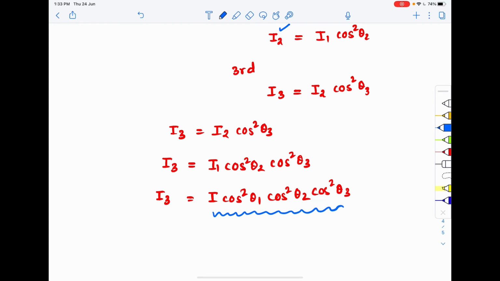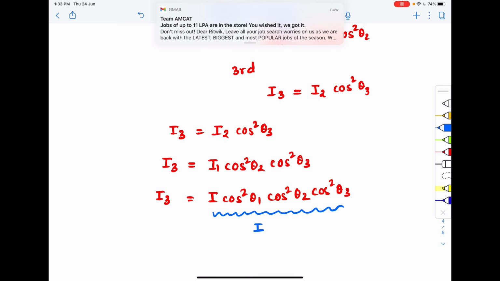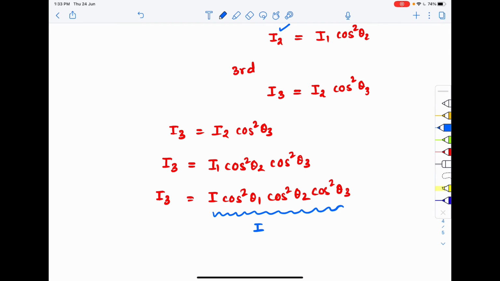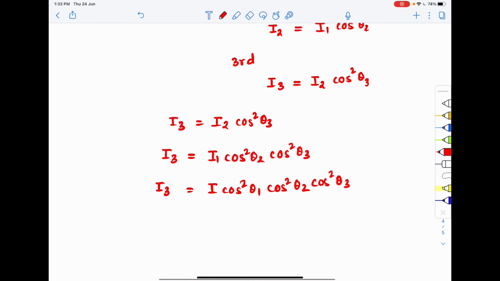The maximum value of the expression will be I. Why? Because after 3 consecutive rotations also the intensity cannot be greater than I. The maximum intensity will always be I. So from here we see that the maximum intensity will be equal to I, right? So I3 will be equal to I. Instead of I3 I am substituting I, because the maximum intensity is I.